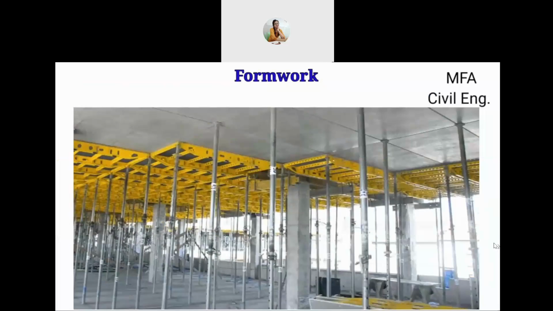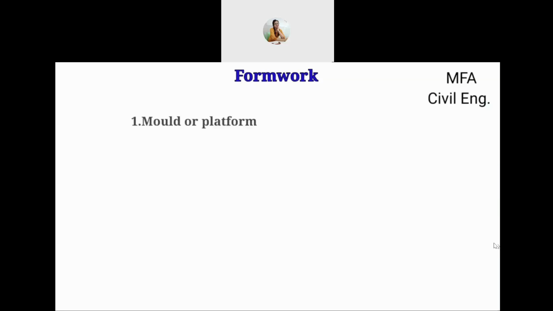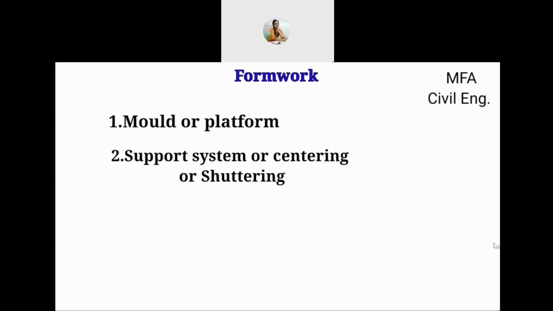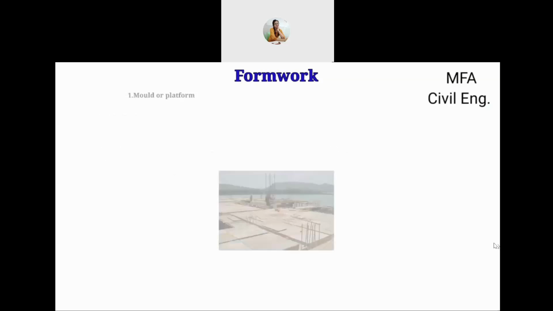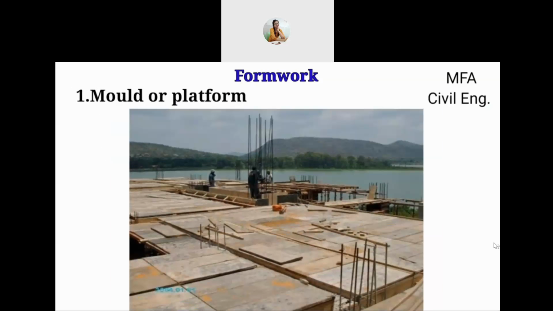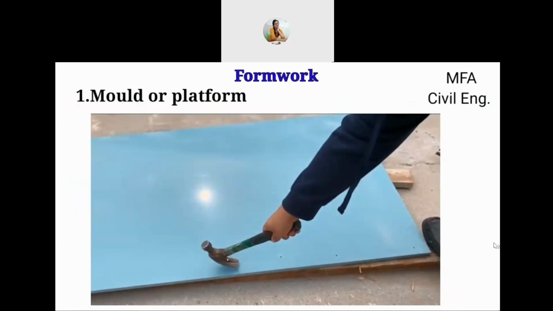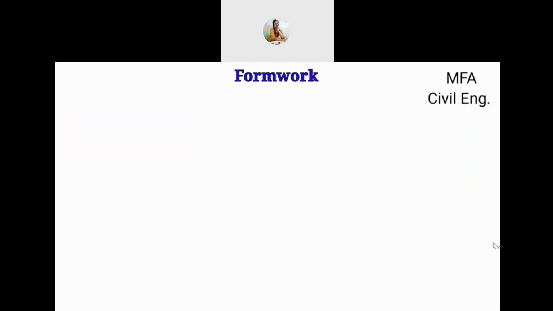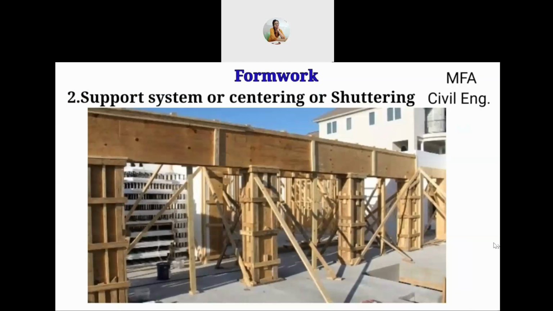Formwork consists of two main parts: the mold or platform, and the supporting system, or centering or shuttering. The mold or platform is built by joining the planks together by nailing. The gaps between the planks are sealed so that the cement slurry does not leak through them. The supporting system, or centering or shuttering, is made up of timber poles supporting the mold at various points.